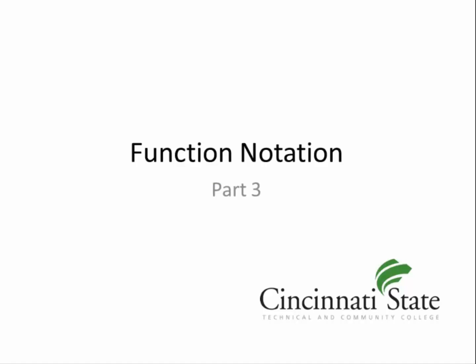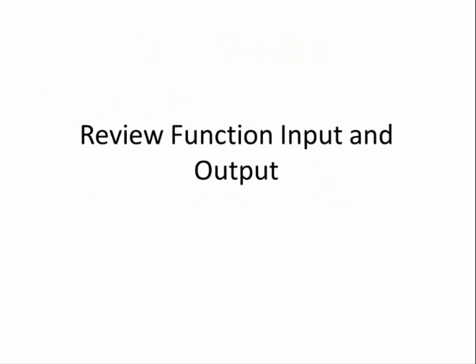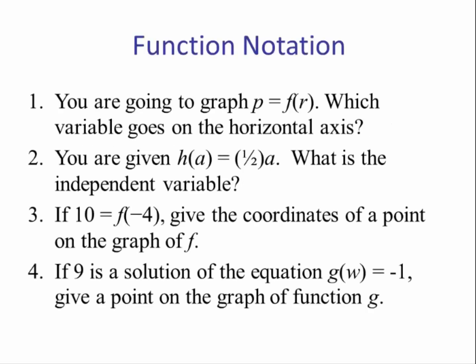Function notation, part 3. Lesson objective: use function notation with models. Let's review input and output of a function. You're going to graph p equals f of r. What variable goes on the horizontal axis? Our input is r and our output is f of r, or p.